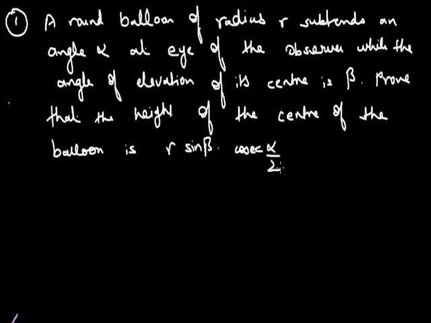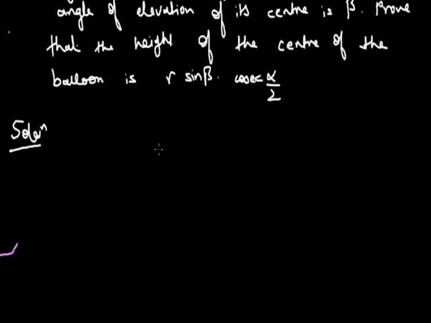alpha by 2. So in the question it is given that there is a round balloon of radius r which subtends an angle of alpha at the eye of the observer, while the angle of elevation that the balloon is making is given as beta. So we have to prove that the height of the center of the balloon is r sin beta into cosec alpha by 2. First we'll see how to make the diagram for this and what the diagram will look like. So accordingly we'll solve the question.